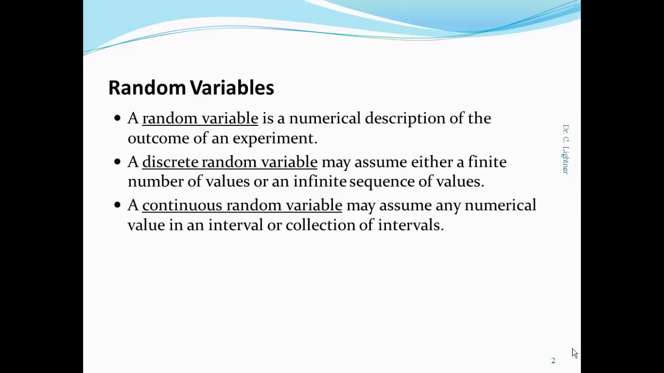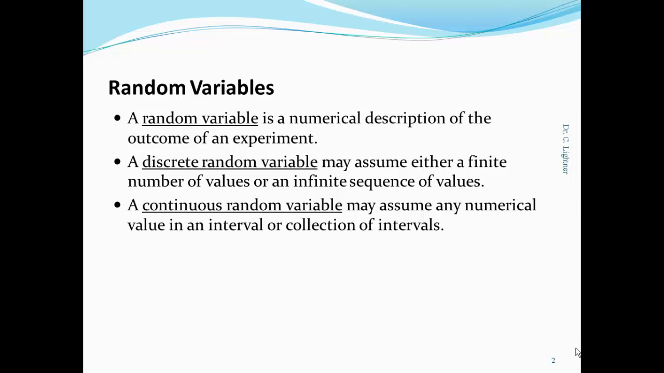A random variable is a numerical description of the outcome of an experiment. If we roll a die, we could get a 1, 2, 3, 4, 5, or 6 on the face of the die. Therefore, we can call the value that we get on the face when we roll a die a random variable.